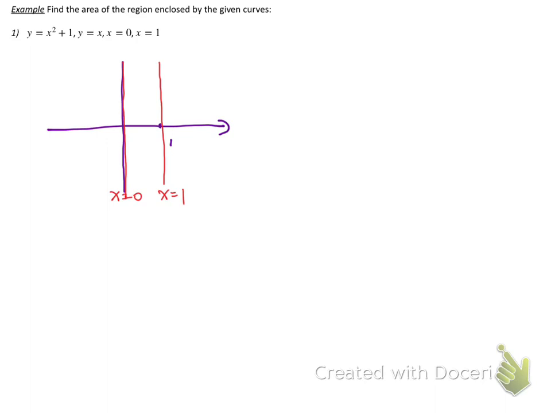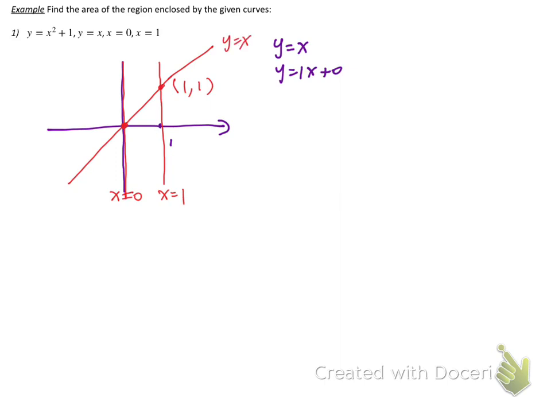y equals x is a linear equation, a straight line. y equals x is y equals 1x plus 0. So it passes through the origin with the slope 1, rising with the slope 1. And it will meet x equals 0 at the origin and meet x equals 1 where y equals x also equals 1. So this is my y equals x.